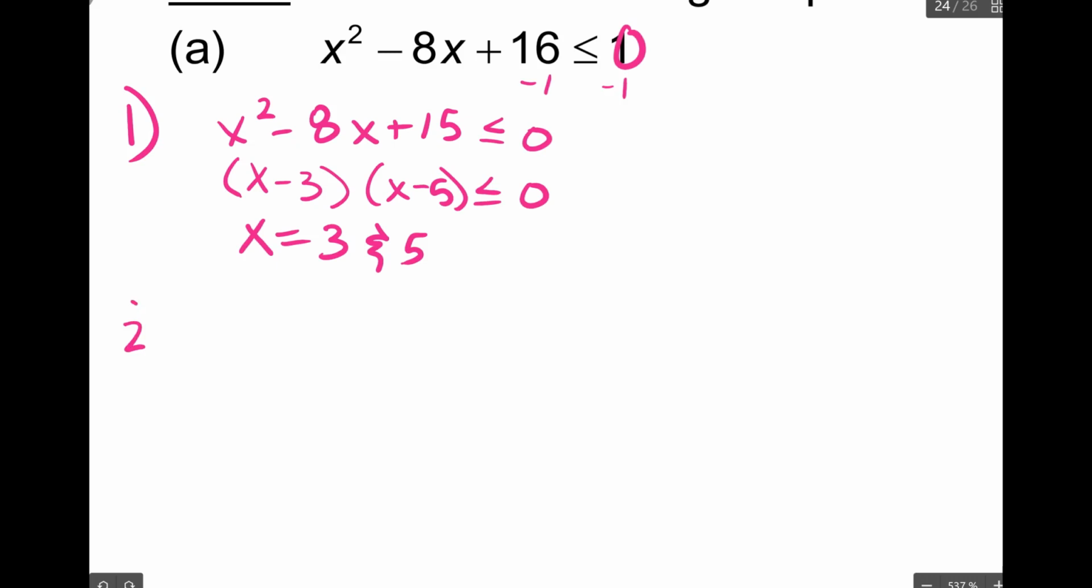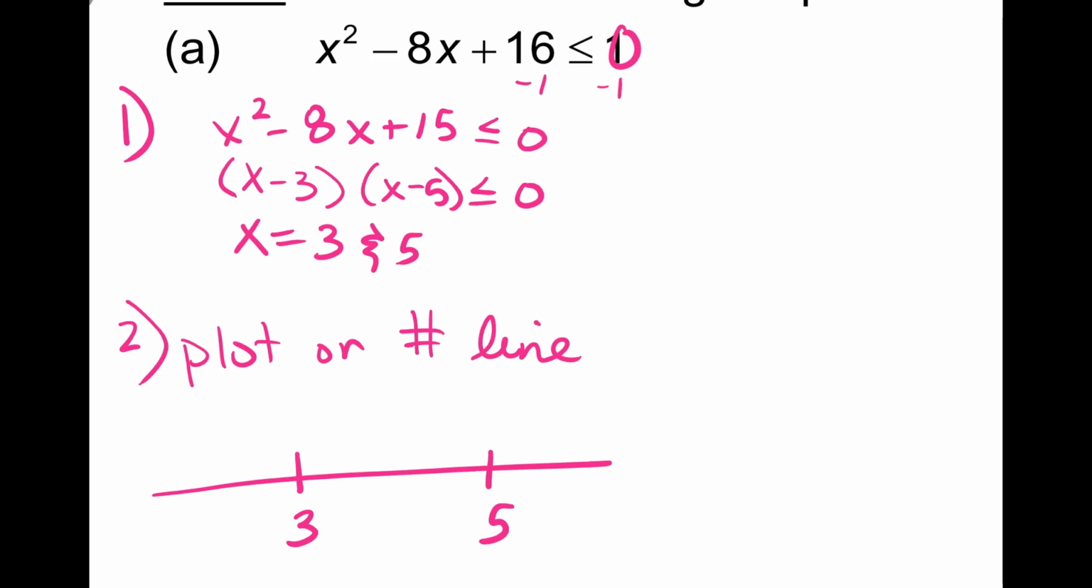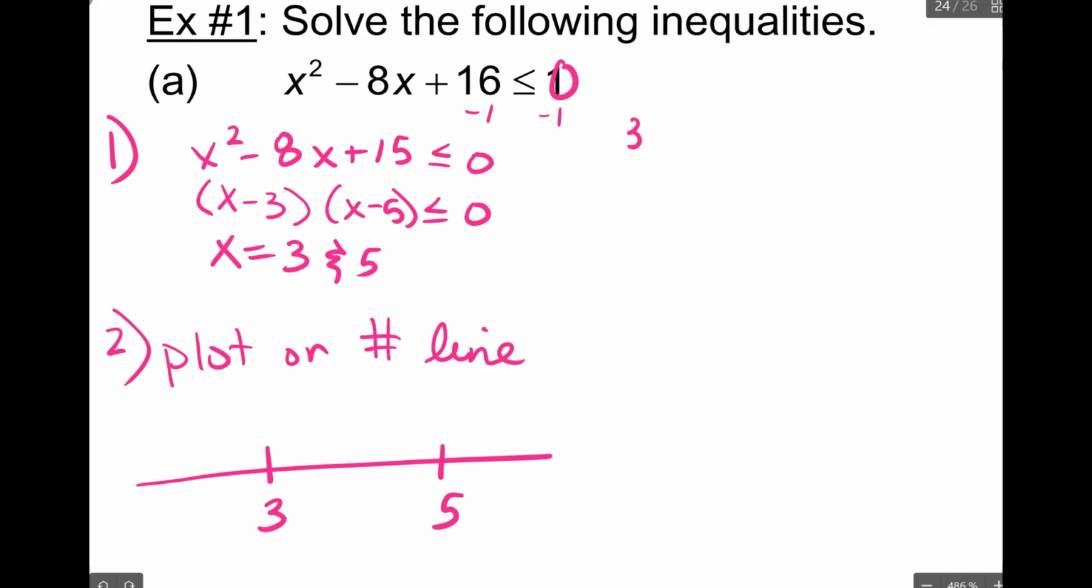Step 2, plot a number line. Okay, so the stuff I have in question is 3 and 5, because that's where I know it's 0. I'm sorry, I know it's 0 at 3 and at 5, because those are my zeros. Okay, third step, test values.